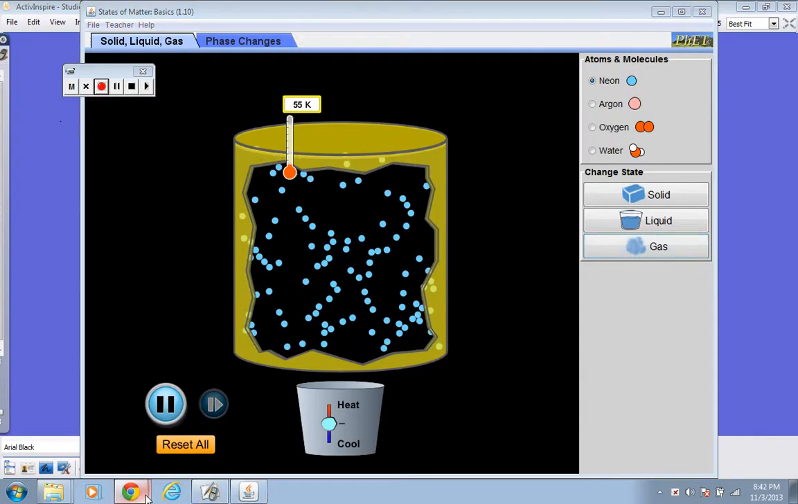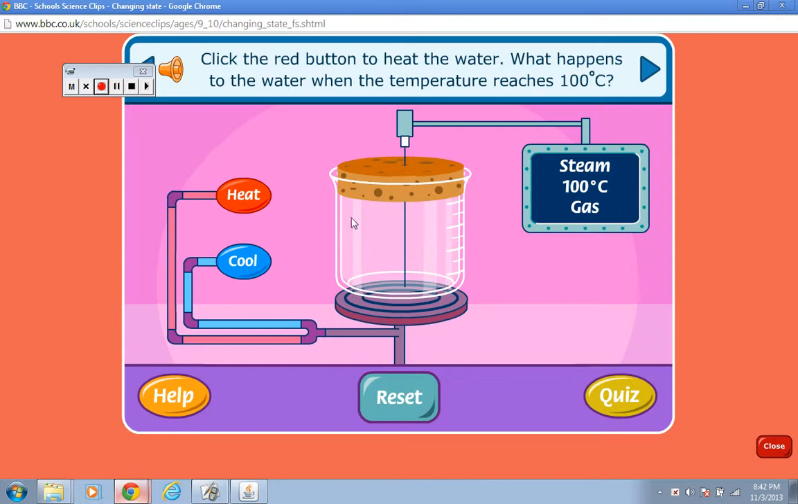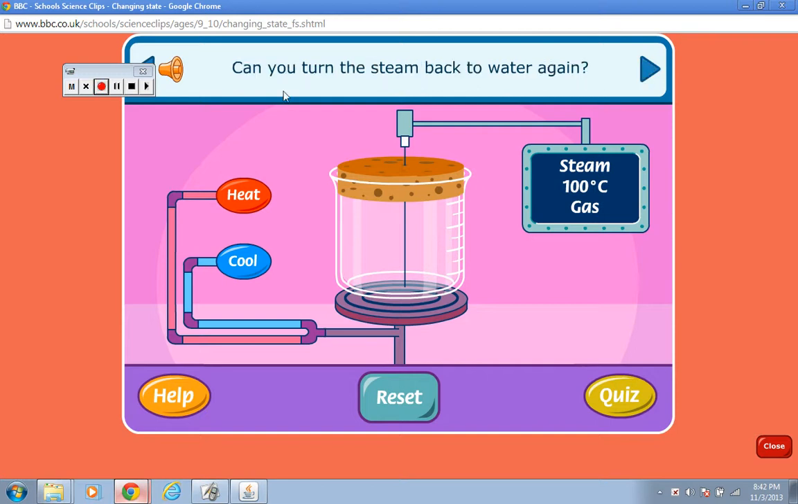Oh, wrong one. And we can see that when we heat up liquid, it turns into gas. So that's how liquid can change into gas. Let's see what else we should do. Okay, now it says, can you turn the steam back to water again? So let's see. Last time to go backwards, I did the opposite thing. I cooled it off. So let's try cooling off the steam and see what happens. Oh, look at that. It turned back into liquid water. Very interesting. So we just showed that when we heat and cool solid, liquid, and gas, they can change into something else.